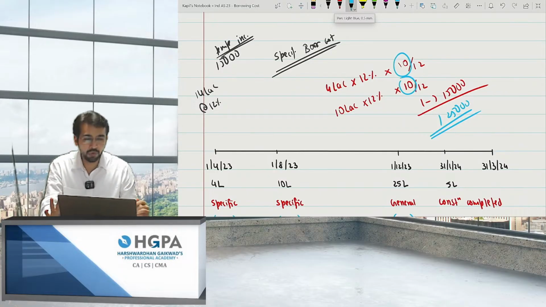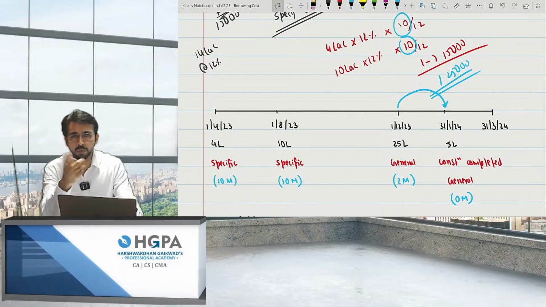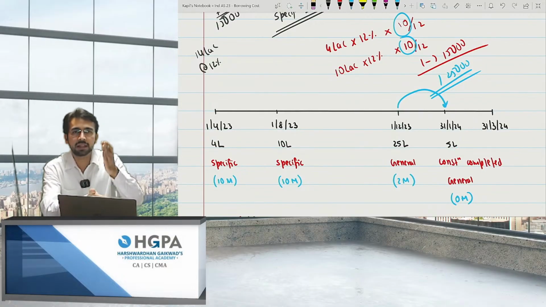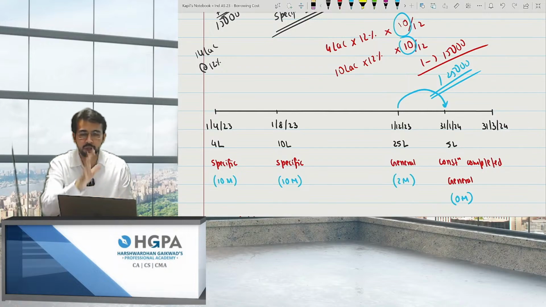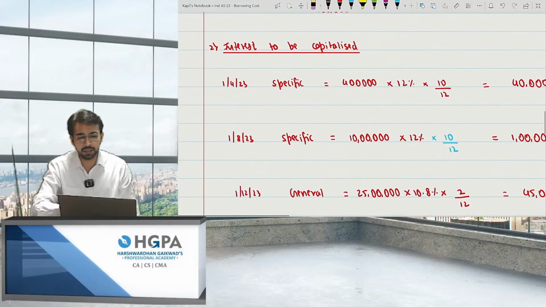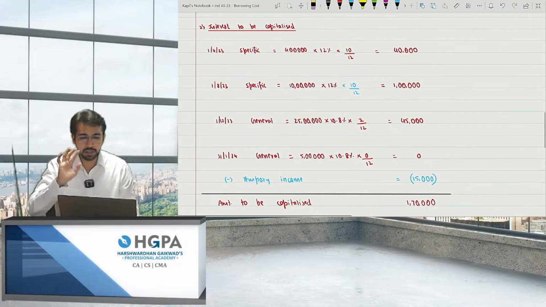Okay. Moving ahead. On this 25, 112 till 31st Jan. Can I say 2 months? Yes. For 2 months, the answer will be, it was general borrowing only for 2 months. And on 31st Jan, obviously, the work was completed. I cannot capitalize it. So it is for 0 months, right? So this is the answer. Please have a look. I've already calculated 10.8%. Please pay attention to this.